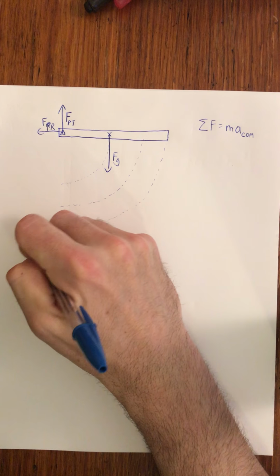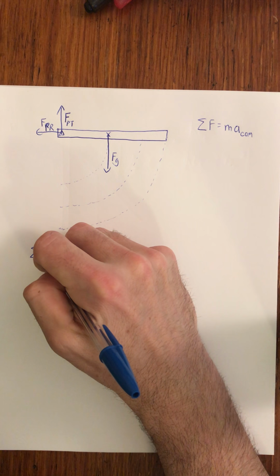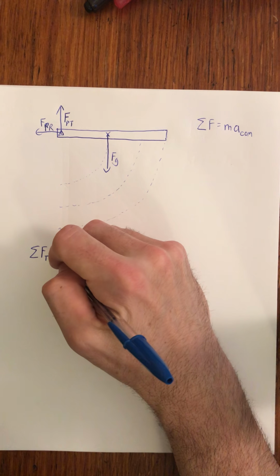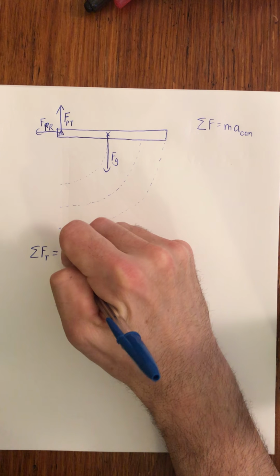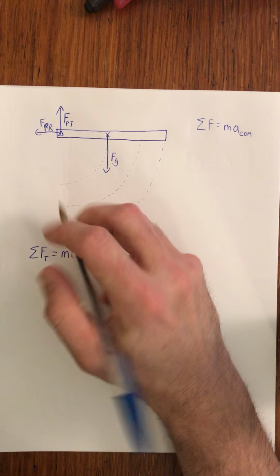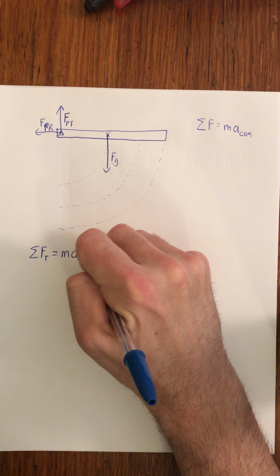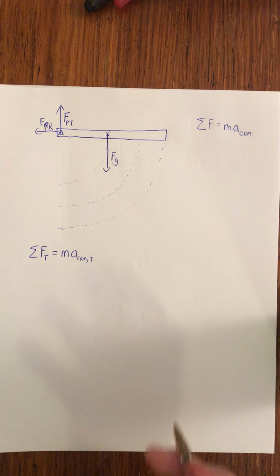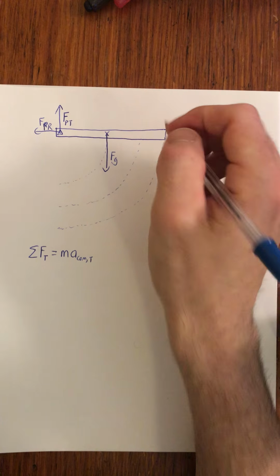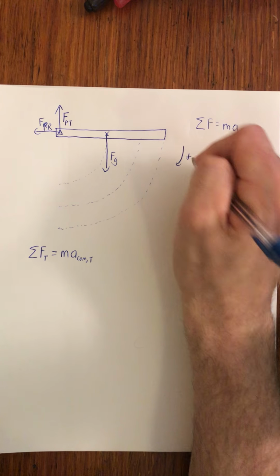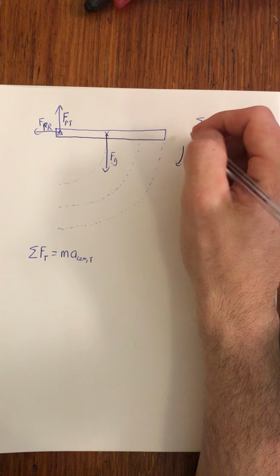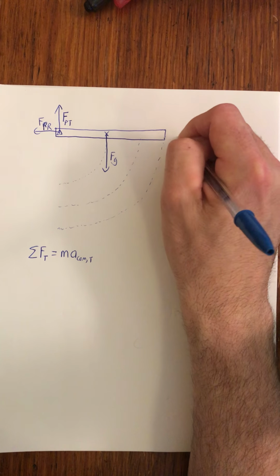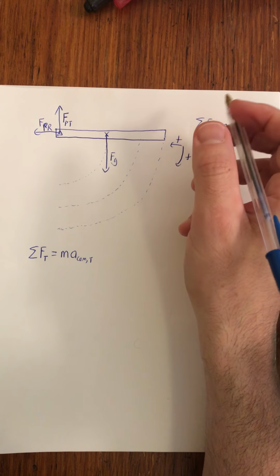So if I do a sum of forces in the tangential direction, that's going to equal the mass times the acceleration of the center of mass tangentially. So what do we have there? Well, let's call that positive along the tangential axis, and we'll call radially inwards positive along the radial axis for this entire problem.